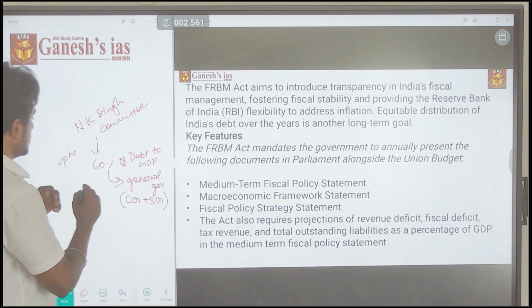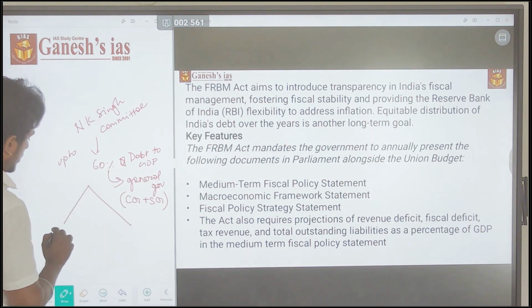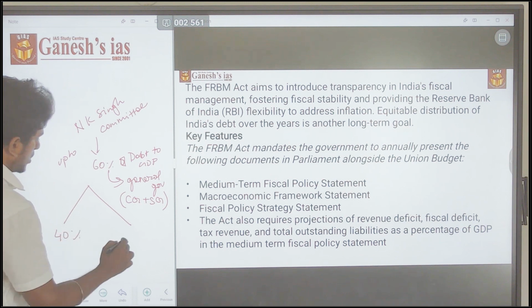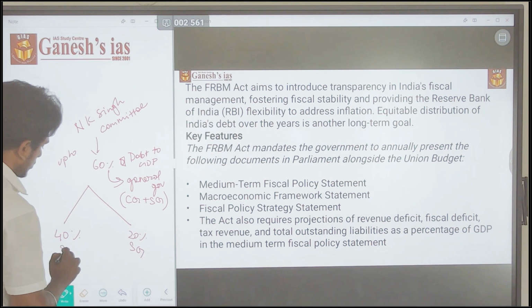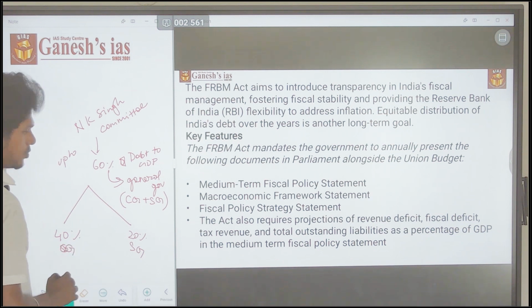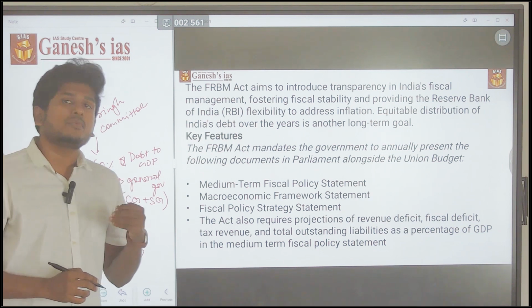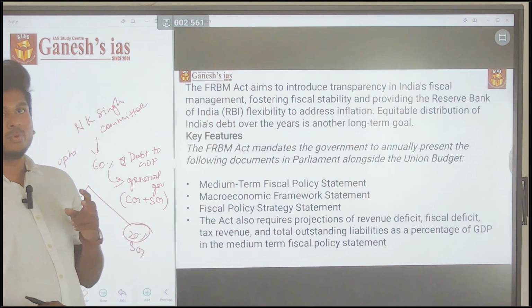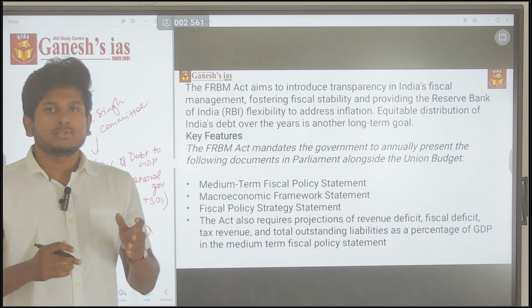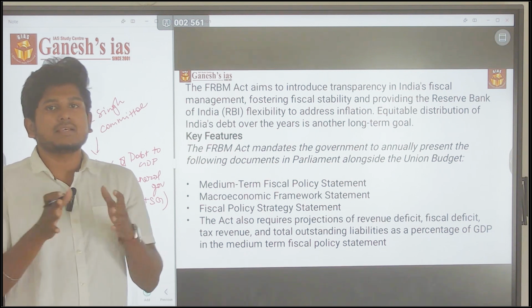In this 60%, the central government has 40% and state governments 20%. So the central government can borrow up to 40%, and state governments as a whole can borrow up to 20%. So these are the targets set by the committee.